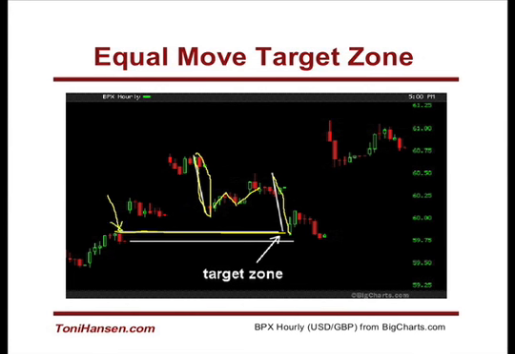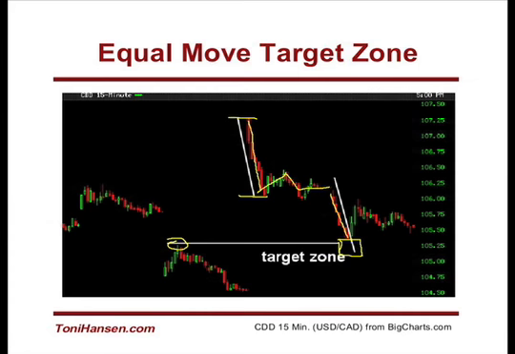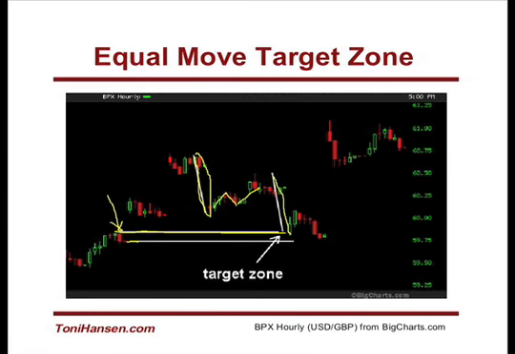So looking at this previous example, this could have also been a gap closure level right here, and this would be a gap closure level. So it's coming into that zone, and it also has that equal move target right there as well. And you can see that by gapping lower into that, it actually was able to bounce right off of that support zone because it opened and began the session at that target level.